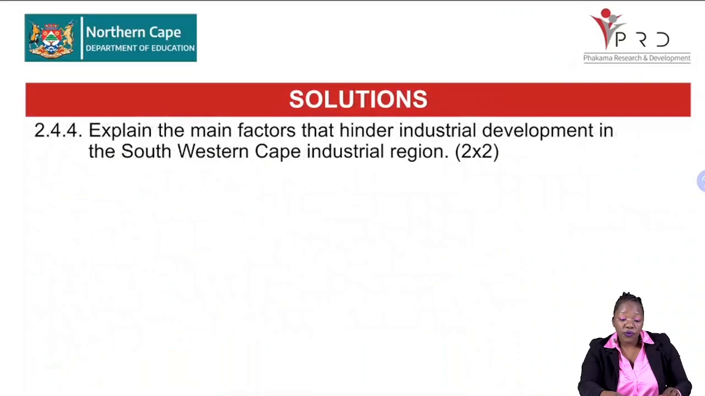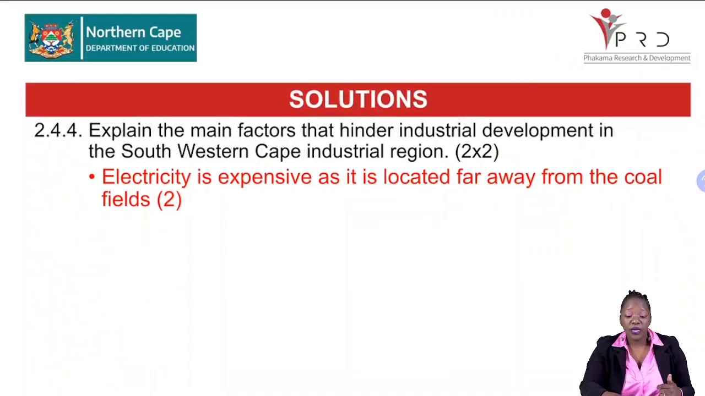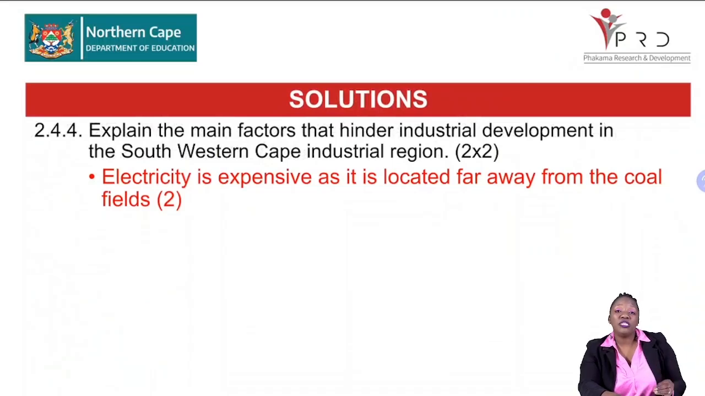Your question number 4, you are supposed to explain the main factors that hinder industrial development in the Southwestern Cape. So you'll remember the factors that hinder. Those are the things that will make this industry not grow. So number 1, remember I said in the Western Cape, they do not have coal. You'll understand that coal electricity is the one that is cheaper. So therefore, the electricity is expensive. It is located far from the coal. If the electricity is expensive, which means the industries will be taking from their profits to pay for electricity.